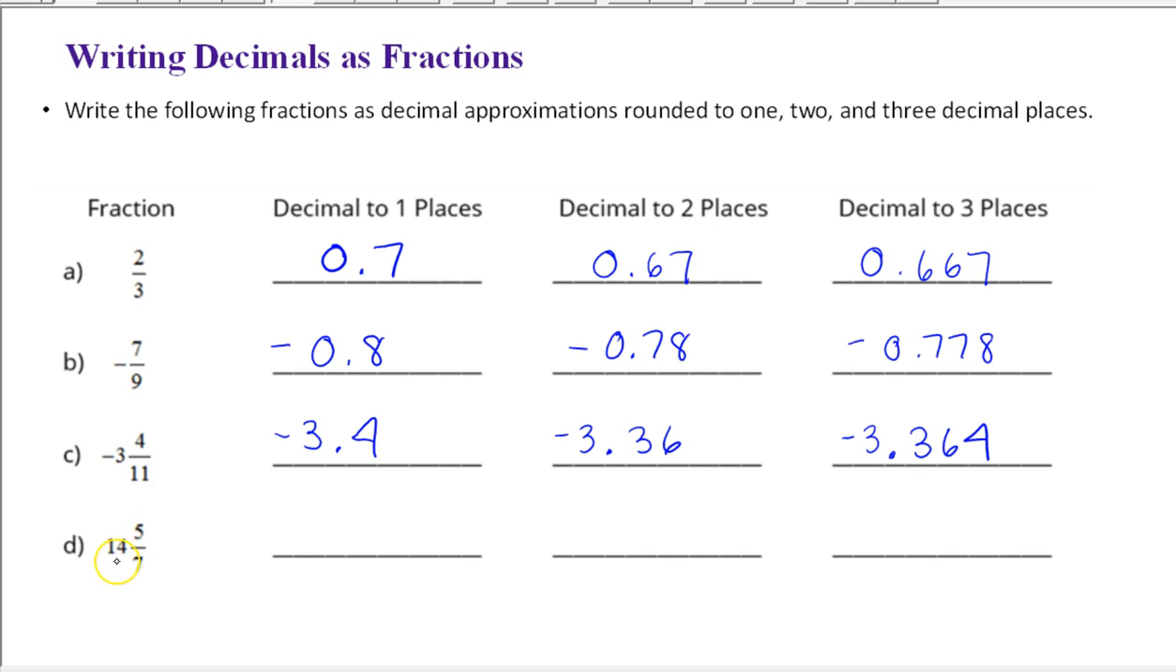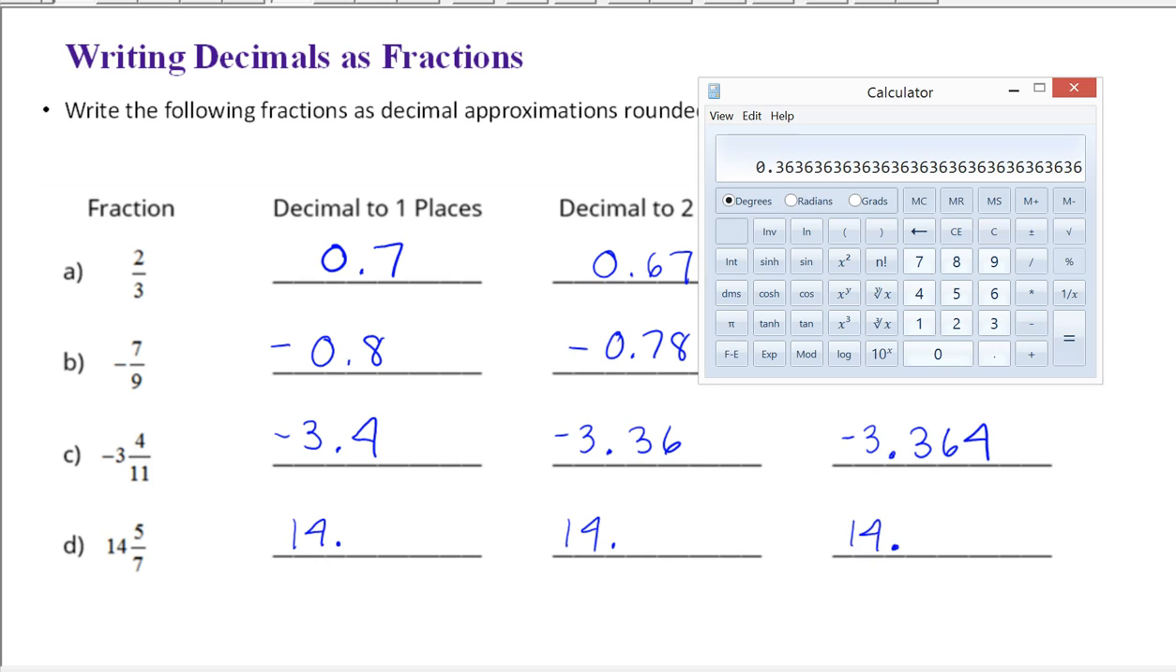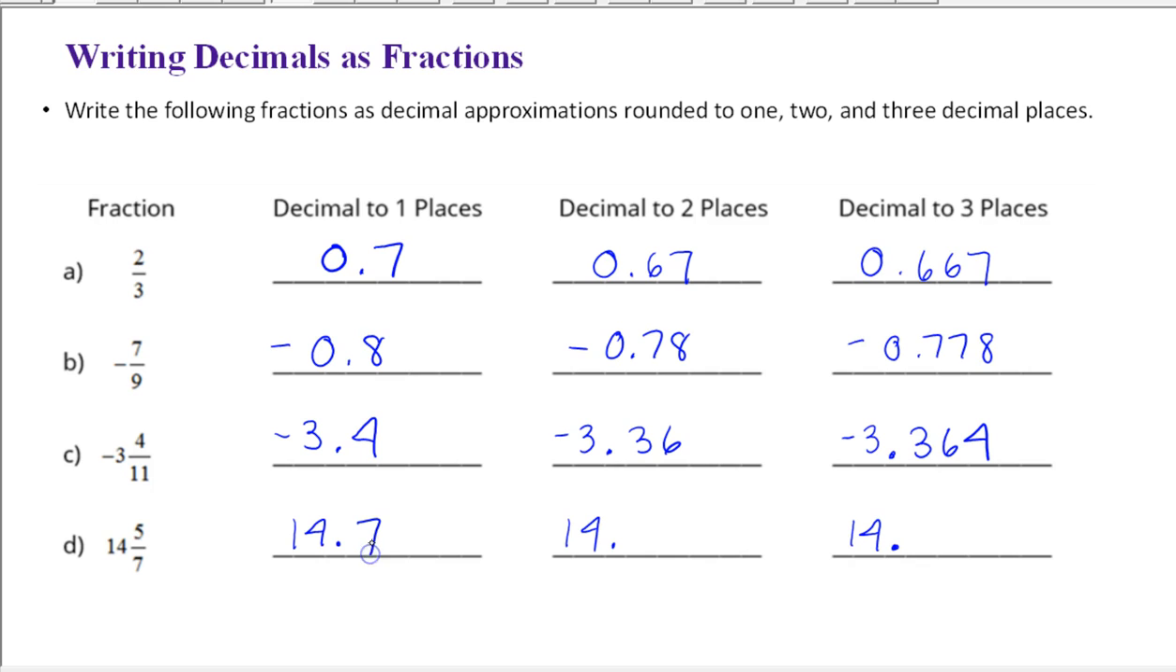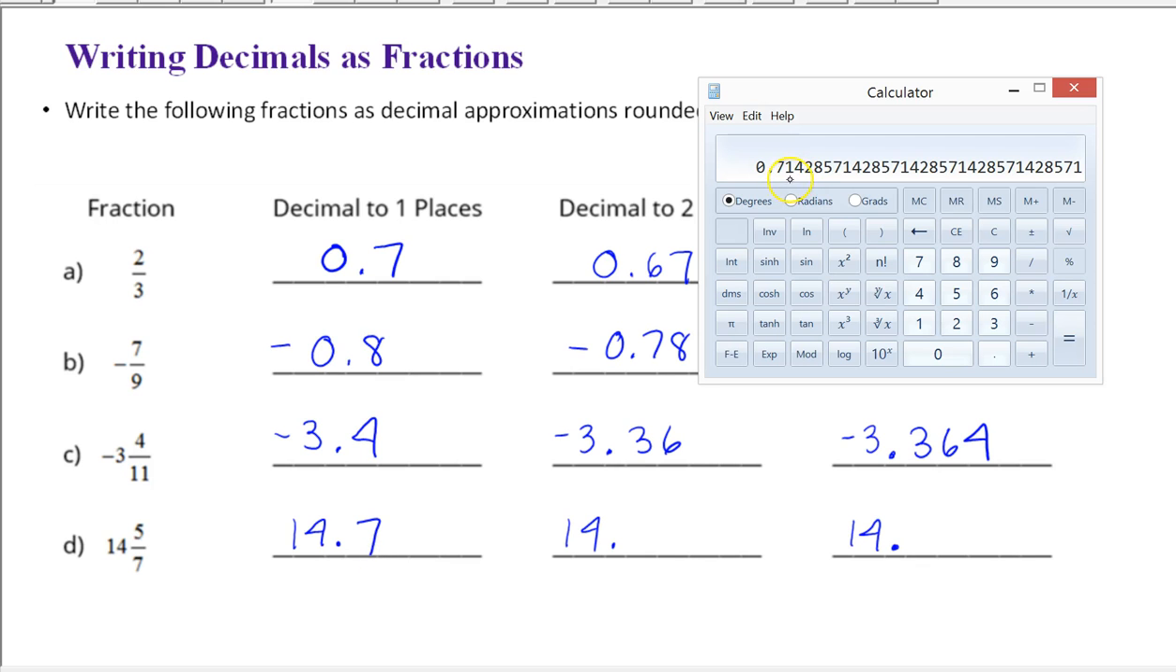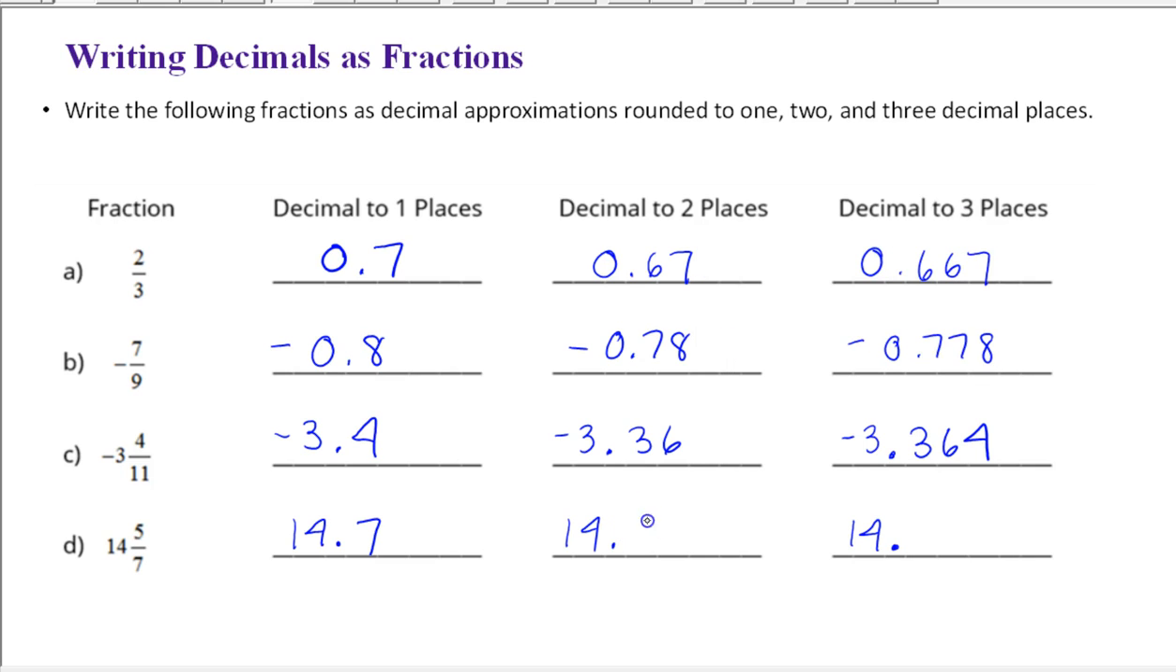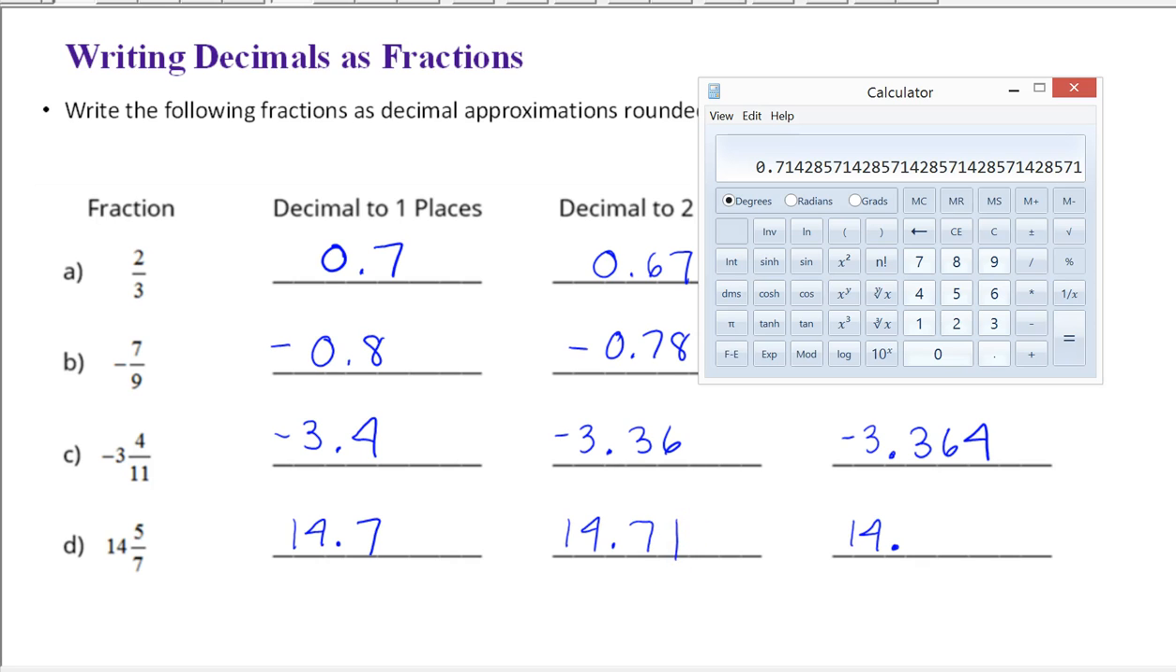And next we have 14 and 5/7. Again, for the whole number part, we can just write 14 for all of it. No need to include it in the calculator, it's just more work. And we're going to divide 5 by 7 to find the decimal. So 1 decimal place, 1 is in the hundredths place, so it's just 0.7. 2 decimal places, we have 7, 1, and in the thousandths place is a 4, so we're not going to add 1 to the 1, we're just going to make it 0.71. And 3 decimal places, we have 7, 1, 4, and then there's a 2, so we round down to 0.714.